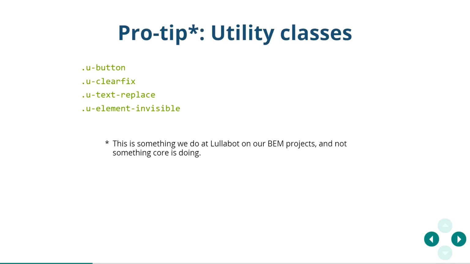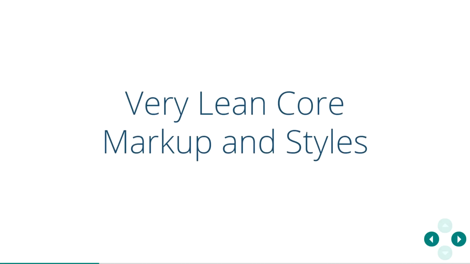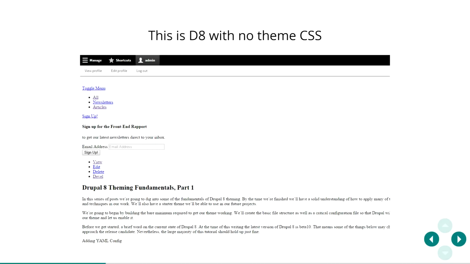So another thing that I am personally extremely excited about in Drupal 8 theming is very lean core markup and styles. This is a little out of date, but basically I took my theme CSS and I removed it, and everything looks very plain, which I was super excited about. And I did not base my theme off of Classy, so it looks like somebody just wrote a bunch of HTML and didn't bother styling a thing. And I'm like, yes, that is awesome.